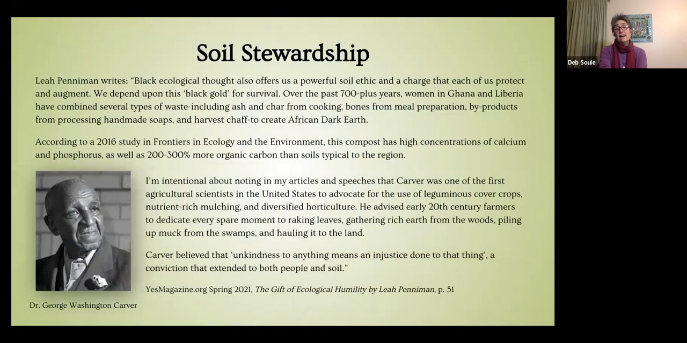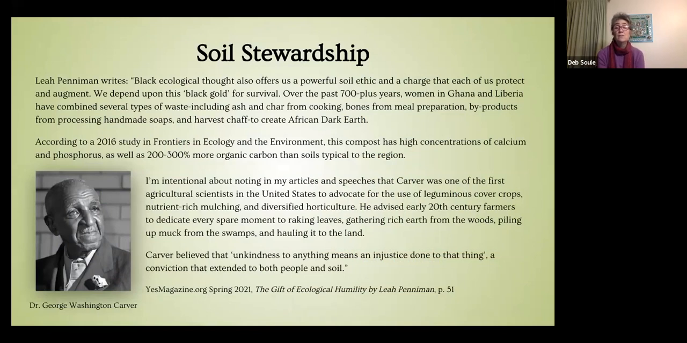And I really want to uplift Dr. George Washington Carver, who Leah actually mentions in this article. I quoted her in an article from Yes Magazine. But if you don't know who Dr.